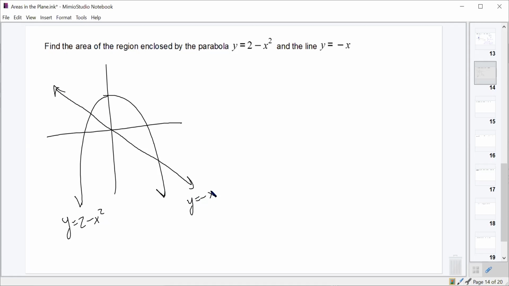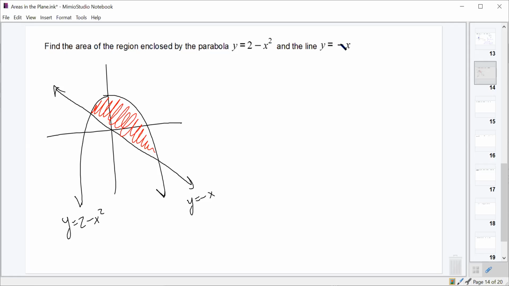Just like that. And so that should give us an indication of what this region looks like. Right? It's this region right here where they're intersecting. And so in order to figure out the limits of integration, we're going to have to do some algebra on our own. So how do we determine where two functions intersect with each other? Systems of equations. Yeah, system of equations, right? And they both are set equal to y, right?